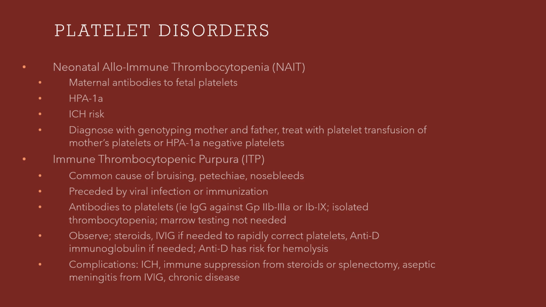So if you have other cell lines down, you would think about a different diagnosis. So you don't need marrow testing for ITP. For ITP, it's self-limited. We can probably just observe patients with ITP. If you give extra platelets, then they will just keep consuming them. So if you really need to stop the consumption, you may give steroids, IVIG, anti-D immunoglobulin, but anti-D immunoglobulin has a risk for hemolysis.